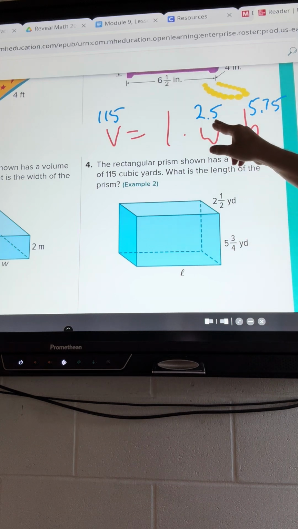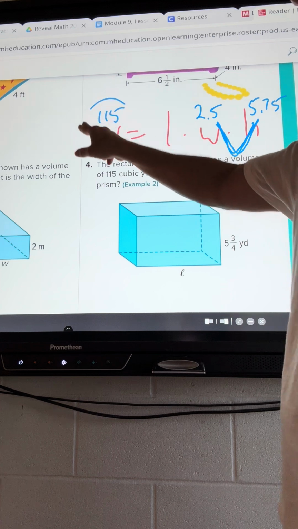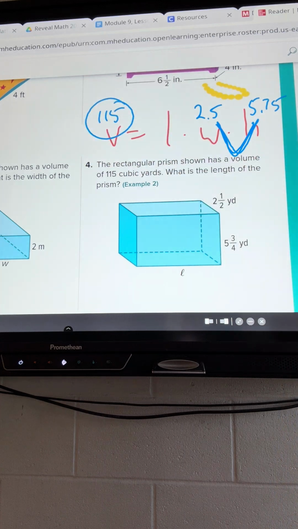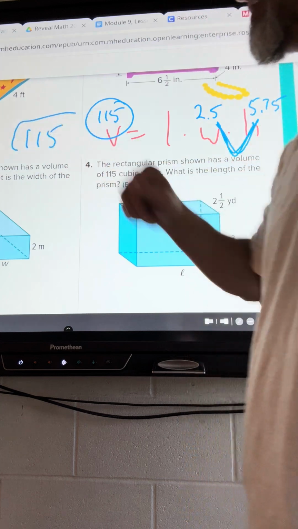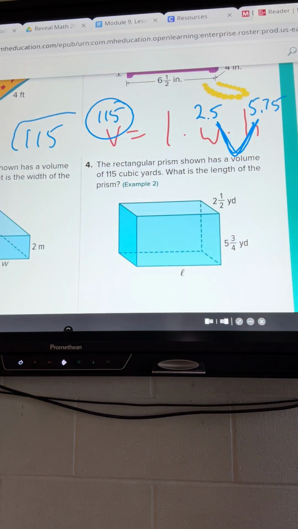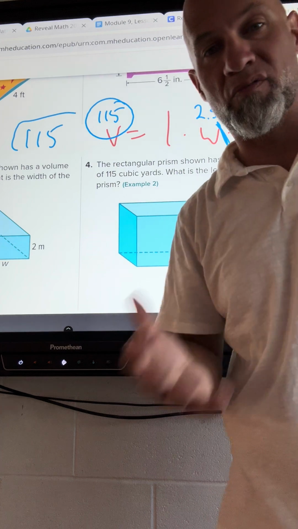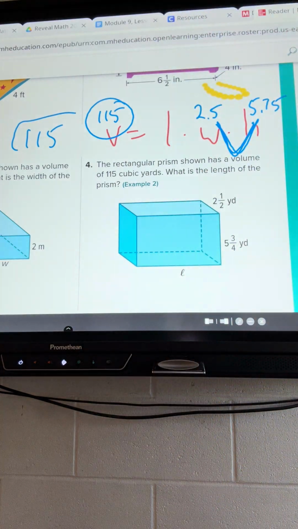Now you know you need to multiply the two dimensions that you have and then divide into the 115. So the 115 is going to be under the bracket when you do the division. And then 5.75 times 2.5, that will be the divisor, that will be on the outside.